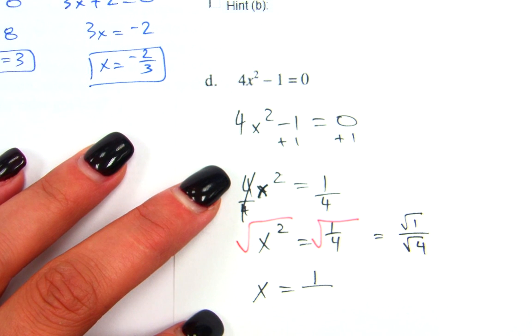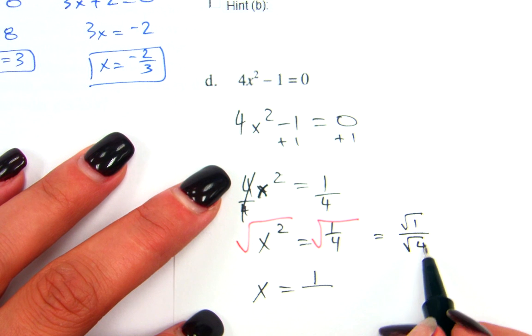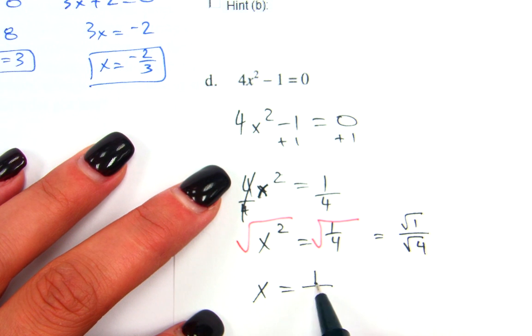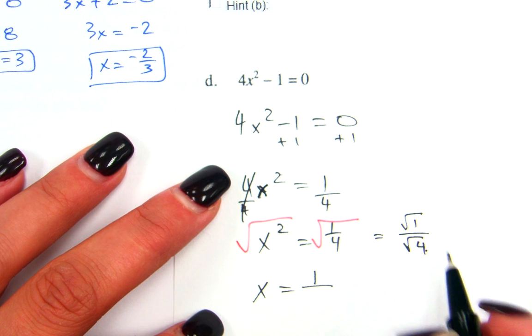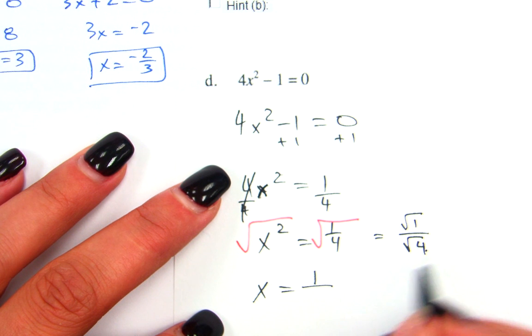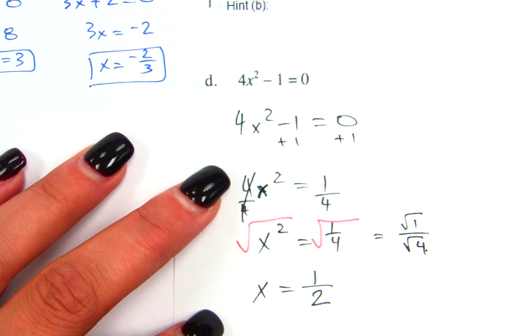If you've never seen it that way, that's technically the same thing. Square root of 1 is just 1, because 1 times 1 is 1. Square root of 4 is 2. Now, here's the thing, though.